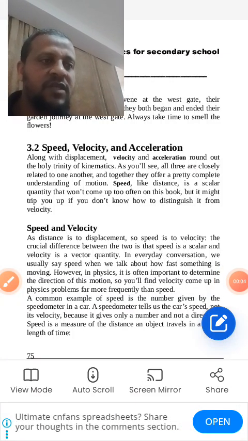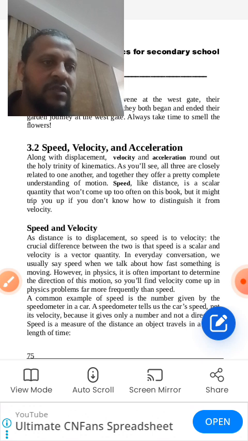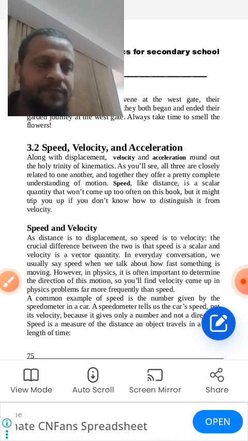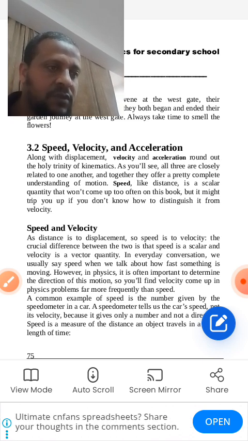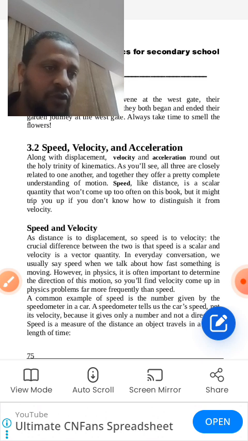3.2 Speed, velocity and acceleration. Along with displacement, velocity and acceleration round out the holy trinity of kinematics. As you will see, all three are closely related to one another, and together they offer a pretty complete understanding of motion. Speed, like distance, is a scalar quantity that won't come up too often in this book, but it might trip you up if you don't know how to distinguish it from velocity.